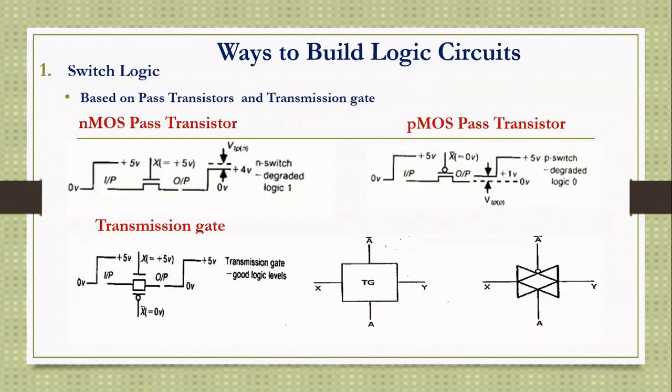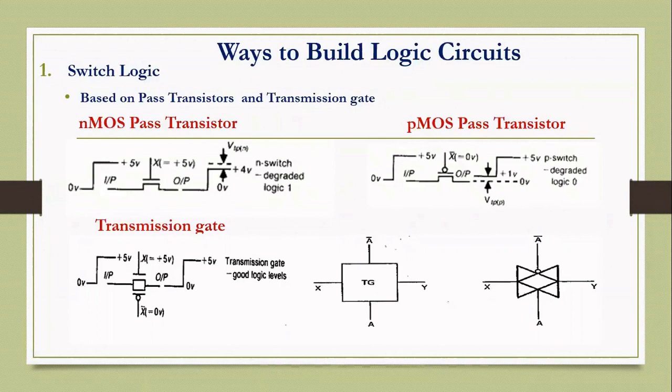When we apply 0 volts, we'll get 0 volts at the output. When we apply 5 volts at the input, we'll get 4 volts at the output. That means logic 1 is degraded by the threshold voltage. NMOS pass transistor is good at passing logic 0 and poor at passing logic 1.